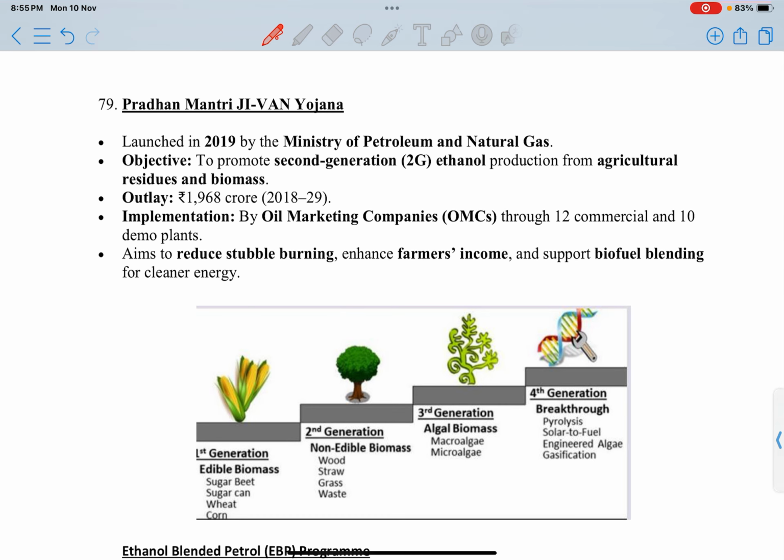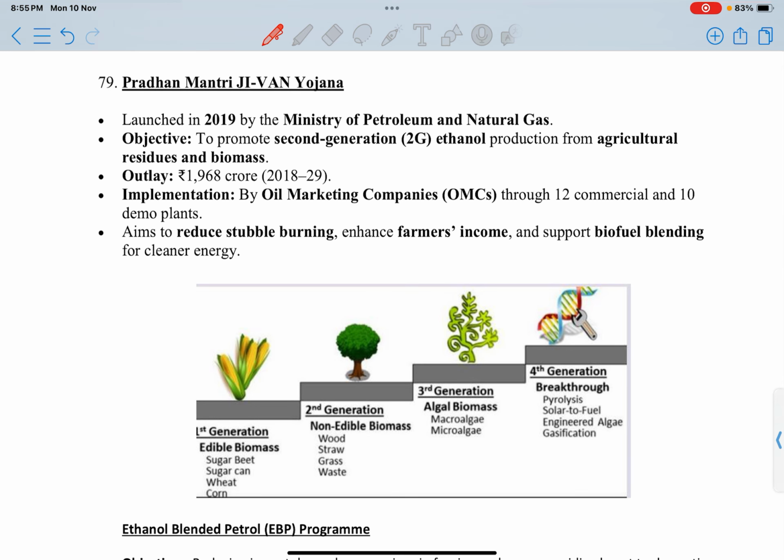Then Pradhan Mantri G1 Yojana, launched, managed by the Ministry of Petroleum and Natural Gas. Objective: to promote second generation 2G ethanol production from agricultural residues and biomass. Now, what is 2G ethanol?